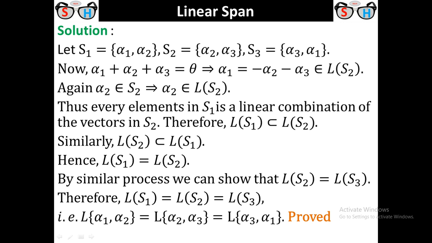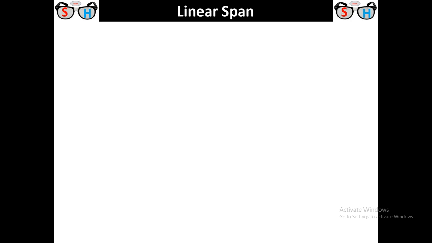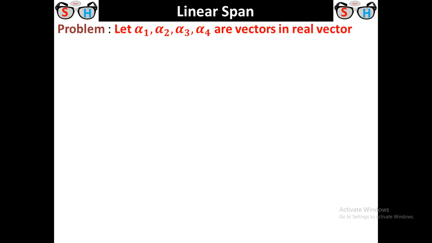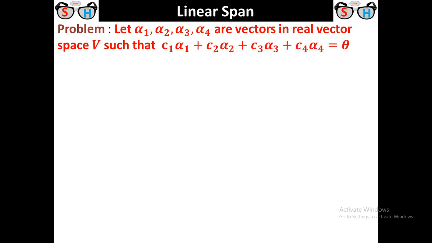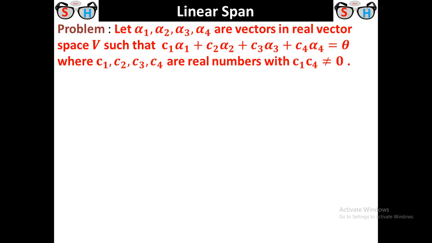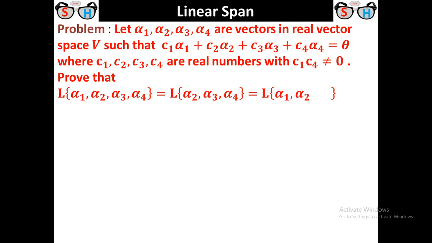Now at last I give another problem. In the previous problem I used the second theorem, but in the next problem I use both theorems, the first theorem as well as the second theorem. Let alpha 1, alpha 2, alpha 3, alpha 4 be vectors in a real vector space V such that C1 alpha 1 plus C2 alpha 2 plus C3 alpha 3 plus C4 alpha 4 equals theta, where C1, C2, C3, C4 are real numbers with C1 C4 not equal to 0. Prove that L of alpha 1 alpha 2 alpha 3 alpha 4 equals L of alpha 2 alpha 3 alpha 4 equals L of alpha 1 alpha 2 alpha 3.